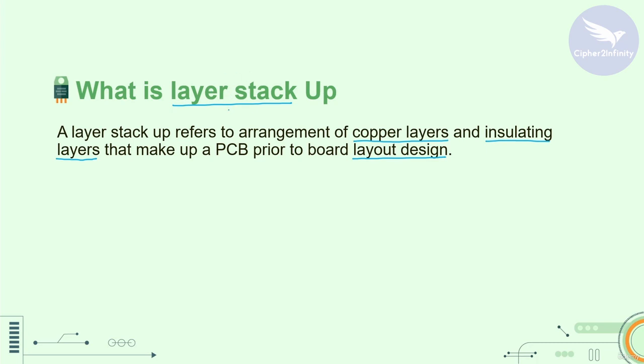But when you go for higher layers, for example 4 layers or 6 layers or 8 layers or 12 layers, the complexity of the layer stackup increases. So let's try to understand this layer stackup in more detail, and also let me show you how exactly the layer stackup of a 2-layer PCB looks like.